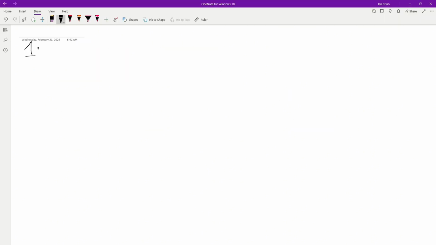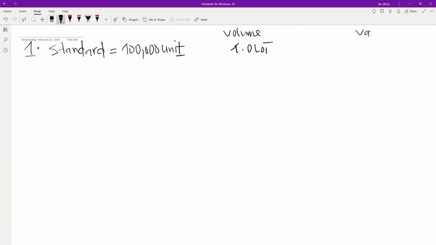We already said that a standard lot is actually the largest, which is 10 times larger than a mini lot. So if you are trading a standard lot, it means you are controlling an entire position of 100,000 units of base currency, and you are controlling a volume of 1.0 lot, and the value per pip, every time the market moves by 1 pip, you are going to be making 10 United States dollars if you are trading the United States dollar.